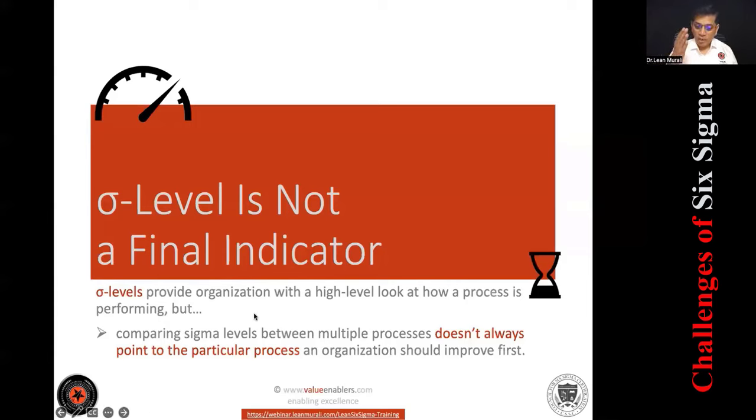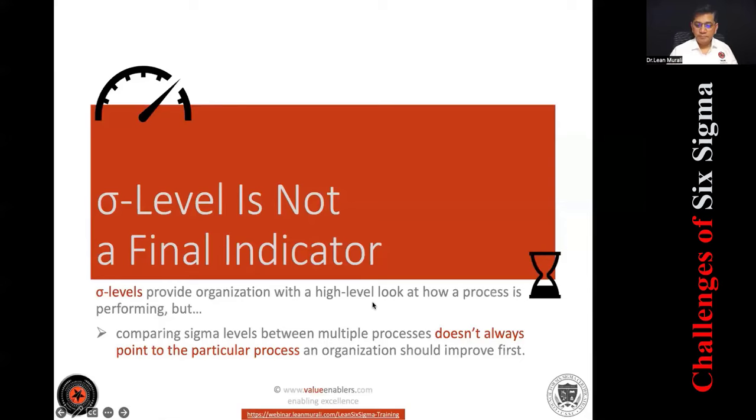So the point that I'm trying to drive here is comparing the sigma levels between multiple processes does not always point out to a particular process an organization should improve. So this is one clear understanding you should have. If you have understood this, type US understood in the chat box. I wanted everybody to understand this.